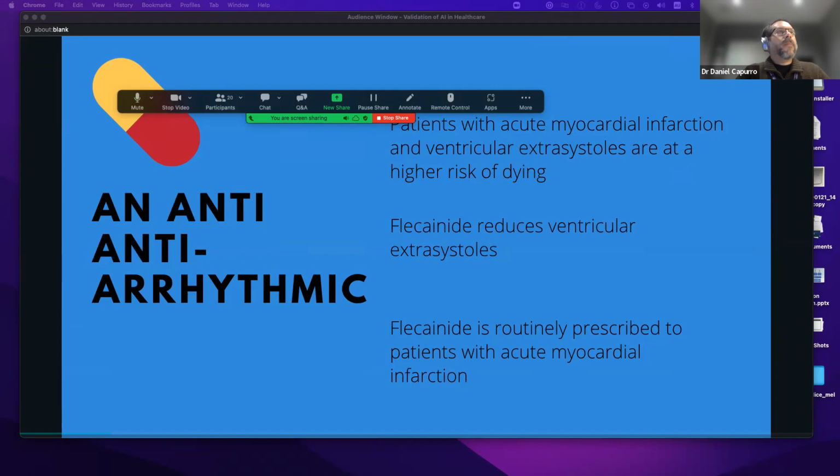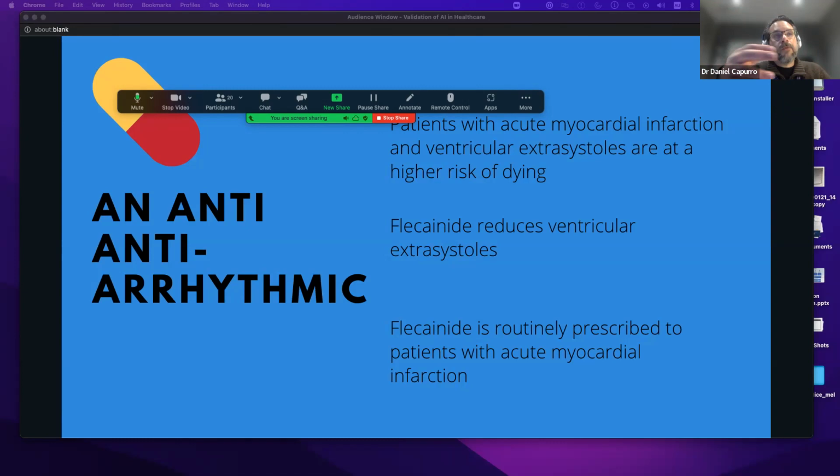So this is a story from the early 90s. Patients with an acute myocardial infarction, that's a heart attack, and ventricular extrasystoles were at a higher risk of dying in the hospital, okay? And there was this drug, flecainide, that we knew reduced ventricular extrasystoles. Flecainide became routinely prescribed to patients with an acute myocardial infarction to prevent these extrasystoles, with the belief that it would prevent them from dying.